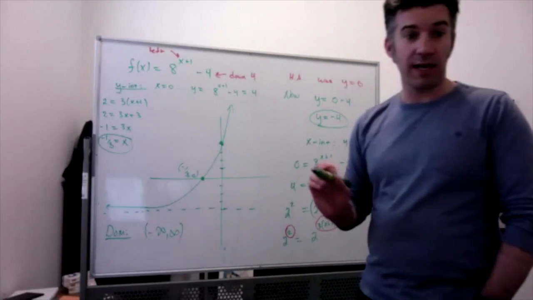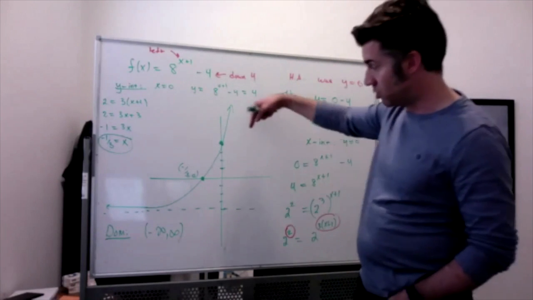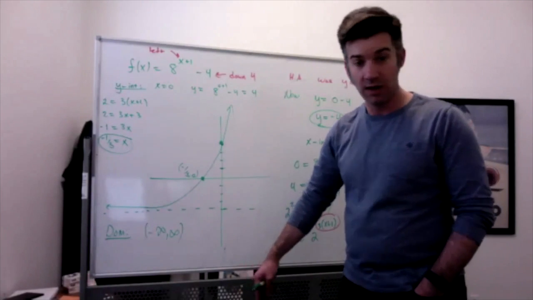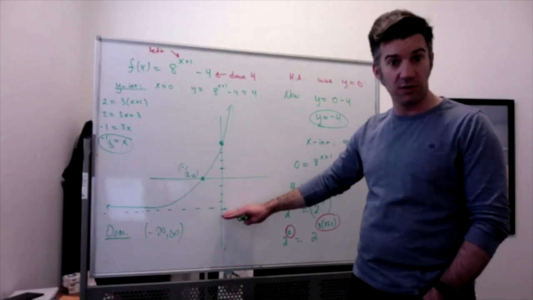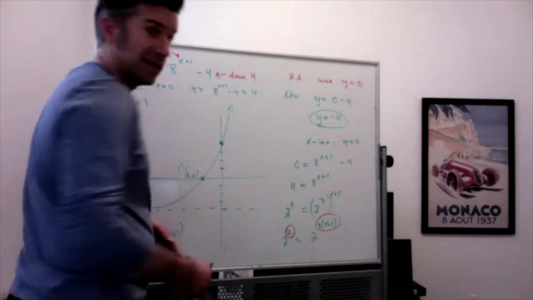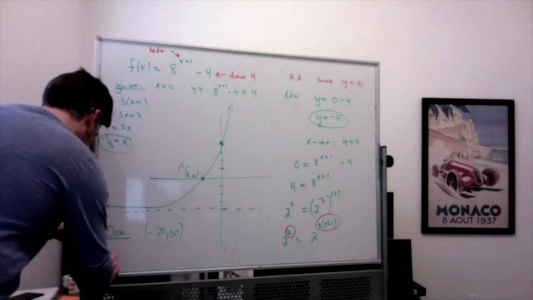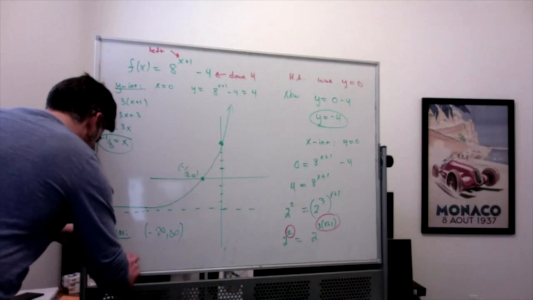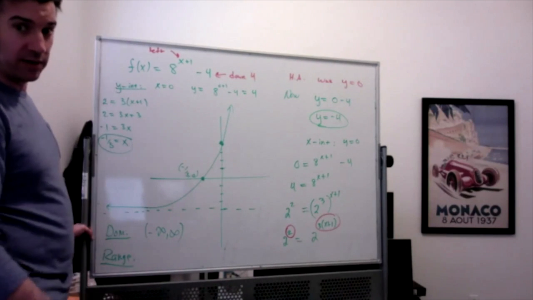The range, on the other hand, is limited, right? The y values don't go all the way down to negative infinity. The lowest y value is almost negative 4. So the range goes almost all the way down to negative 4.